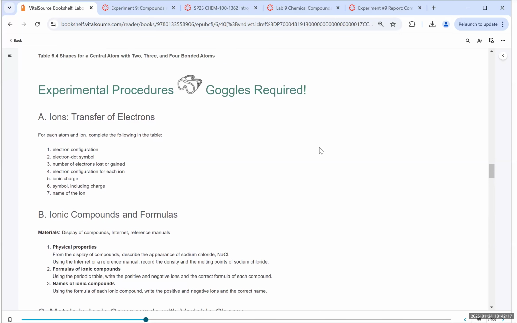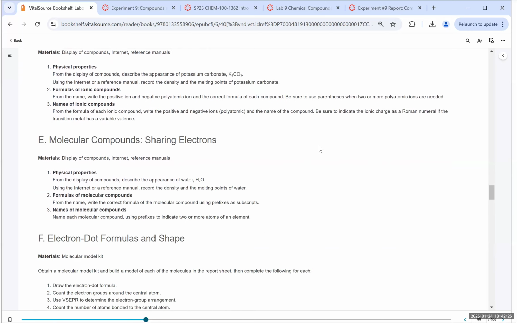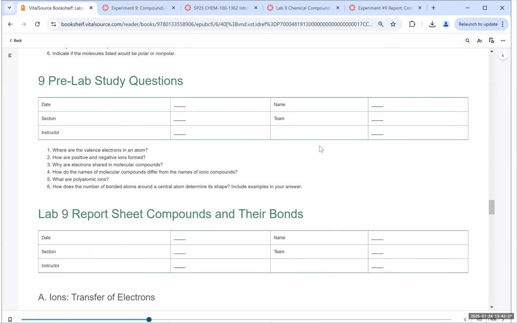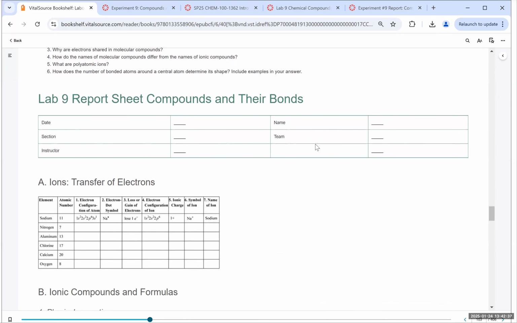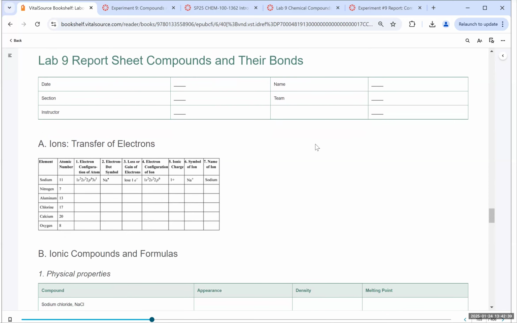So, where am I going to be putting all of the information that I'm collecting from the experimental procedure? Well, if you scroll all the way down or continue flipping through your lab manual, you'll reach a section titled Pre-Lab Study Questions, which you'll save and complete alongside this experiment, and the Lab 9 report sheet. This is where you're going to be filling in all of the data and all of your answers for each of the various questions posed in this experiment.